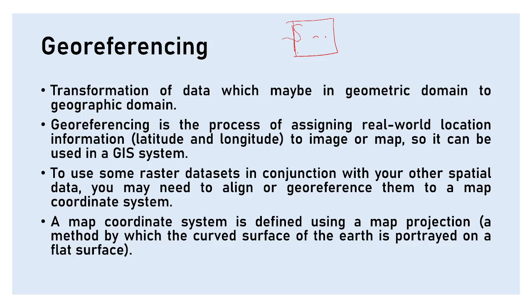Okay. So georeferencing is the process of assigning real world location information like latitude and longitude to an image or map, so that it can be used in a GIS system. To use some raster datasets in conjunction with your other spatial data, you may need to align or georeference them to a map coordinate system. I think I have an image also, maybe I'll show with that, that's better. A map coordinate system is defined using a map projection, a method by which the curved surface of the earth is portrayed on a flat surface.